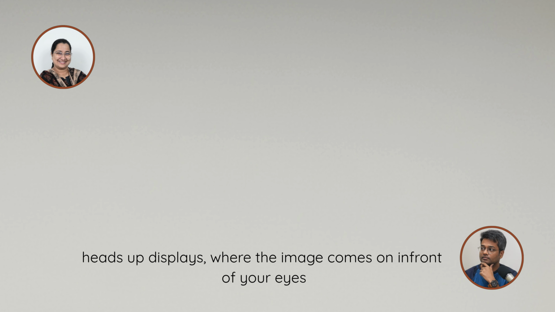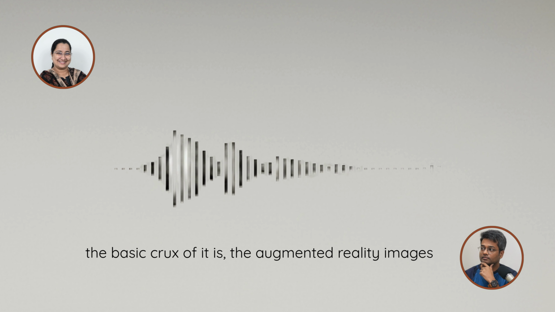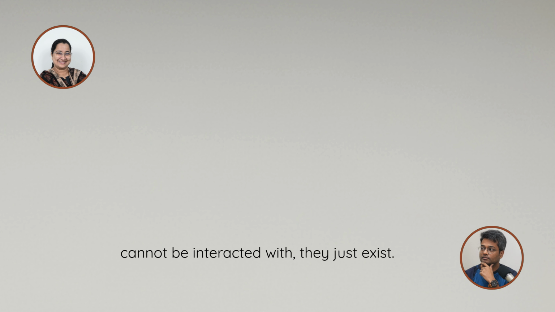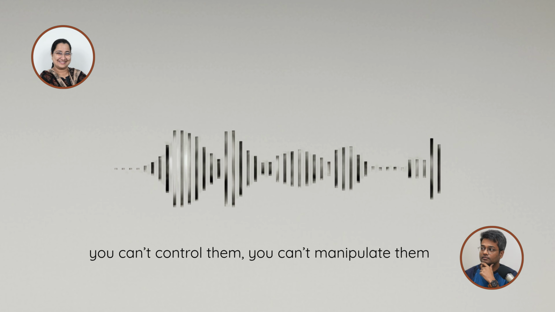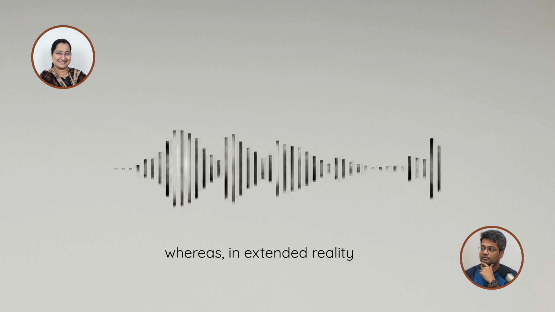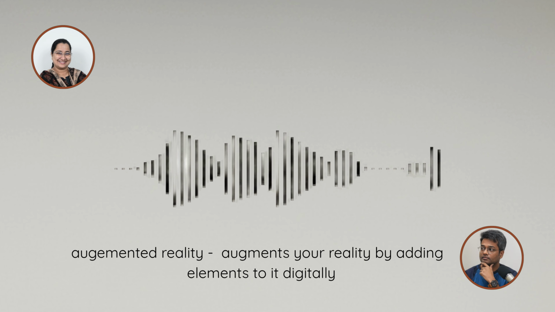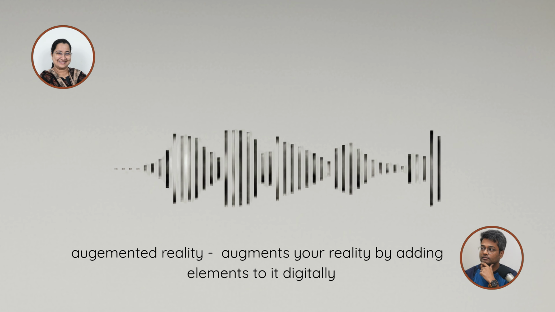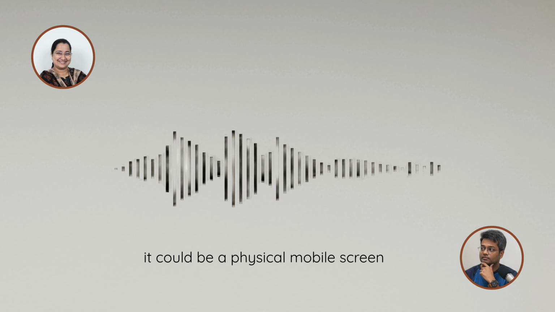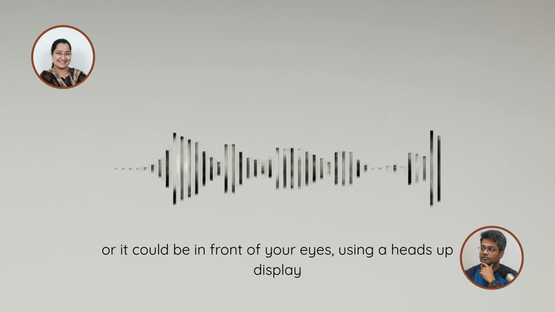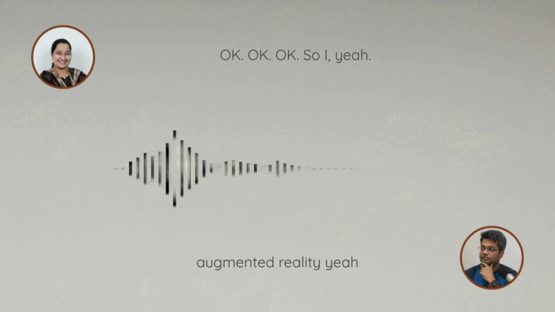But even from my understanding, the definition of augmented reality extends beyond these screens to heads up displays where the image comes on in front of your eyes. The basic crux is that augmented reality images cannot be interacted with. They just exist. You can't control them, you can't manipulate them. Whereas in extended reality and mixed reality, you're able to control and manipulate them. So augmented reality augments your reality by adding elements to it digitally. It could be on a physical mobile screen, or it could be in front of your eyes using a heads up display. That's about it. Okay, that's augmented reality.